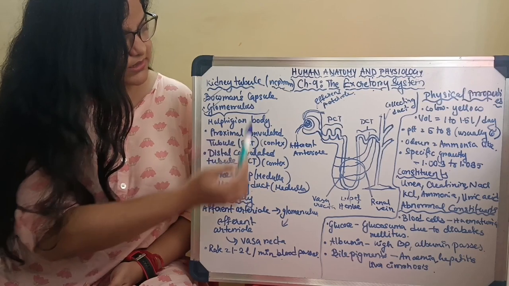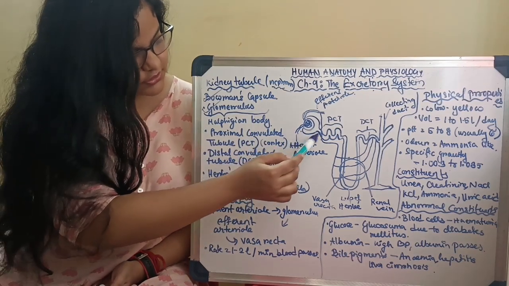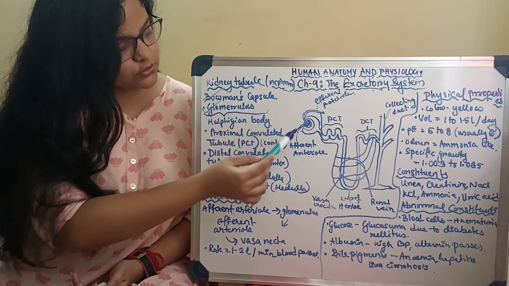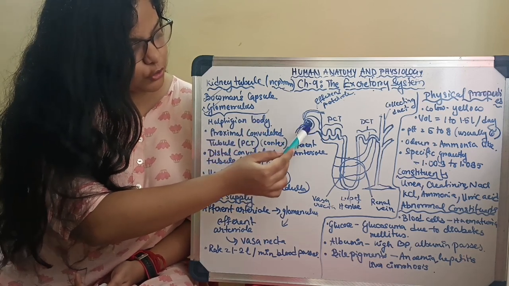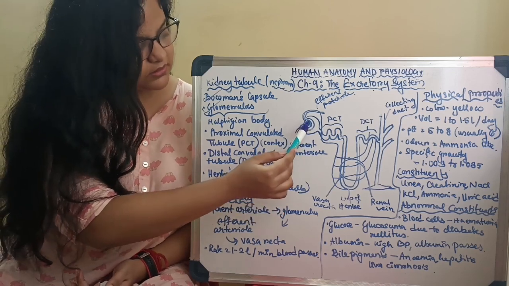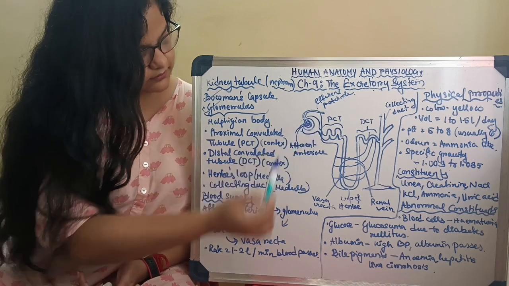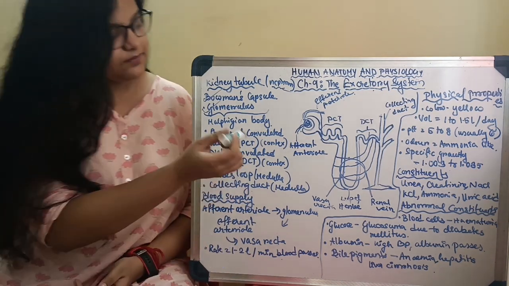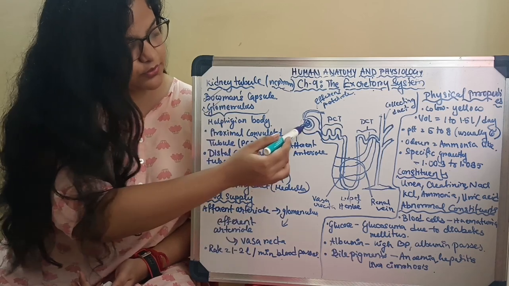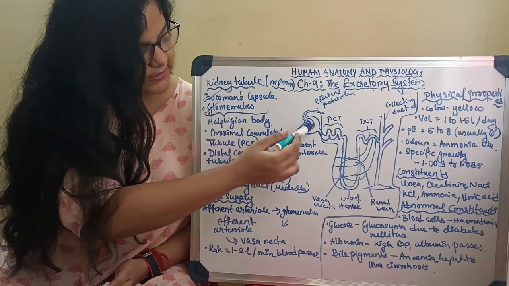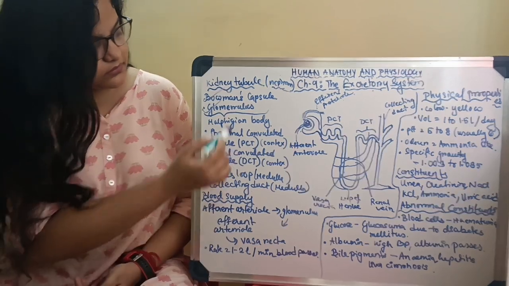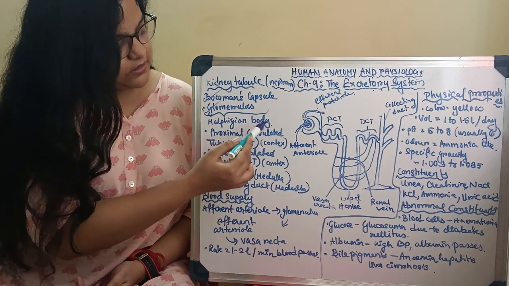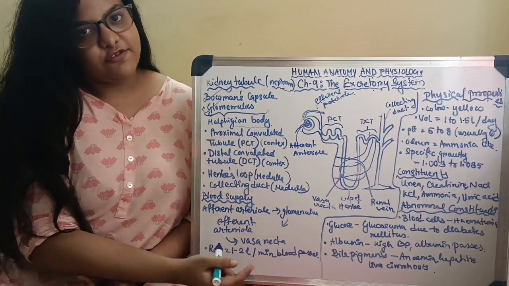Now Bowman's capsule is a cup shaped structure, as you can see here, which contains the glomerulus. Now what is glomerulus? Glomerulus is nothing but a ball of interknotted capillaries. Okay. Now this Bowman's capsule and the glomerulus together are known as the Malpighian body or the Malpighian capsule.